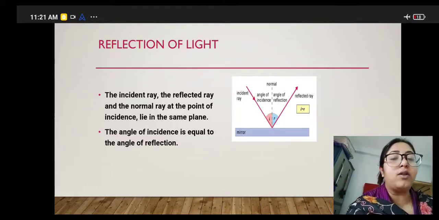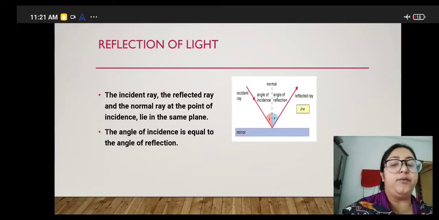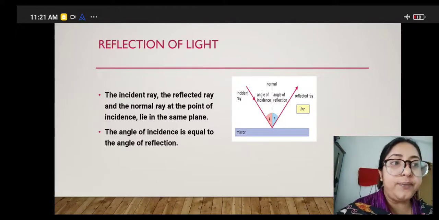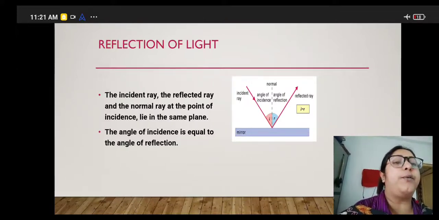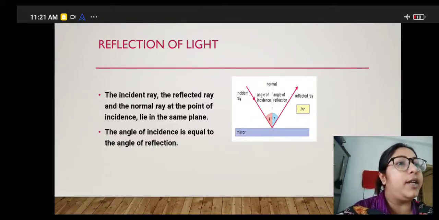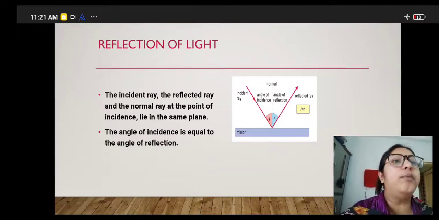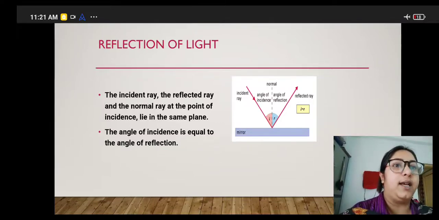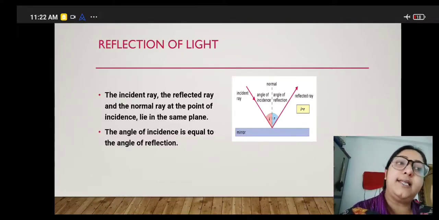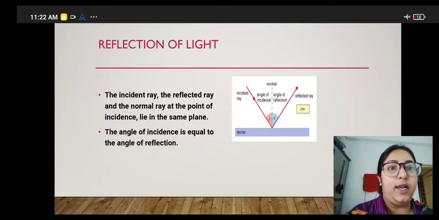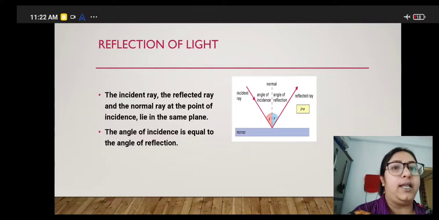Now, in the reflection of light concept, there are two laws which are guiding it. First is the incident ray, the reflected ray, and the normal at the point of incidence. At the point of incidence means where the incident ray falls on an object and from where the reflected ray gets out, and the normal. These 3 are coincident. So all of them lie on the same plane. This is the first law. Next, the angle of incidence is always equal to the angle of reflection. This is the main concept of the reflection of light chapter.